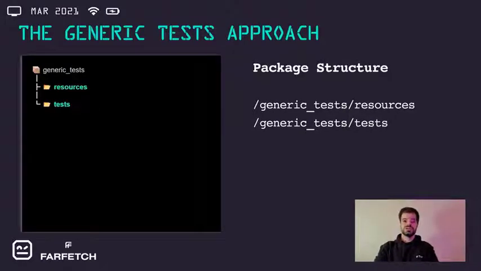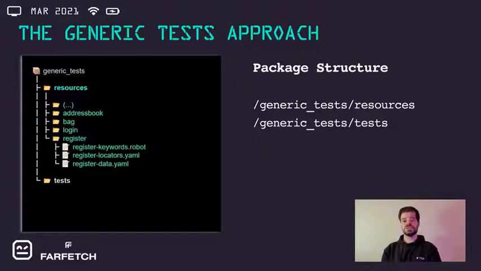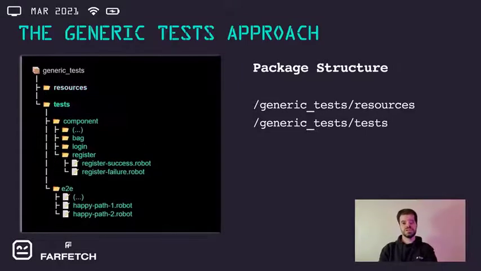We created a generic tests package, which would be reused by every test automation project and follow the very common structure, dividing it in resources and tests. Inside resources, we split the files by components such as the bag, login, register, etc. And for each component, we had our own robot keywords, a YAML with web element locators for that component, and any other data variables that could be useful. Inside tests, we just separated the test types between component and end-to-end.